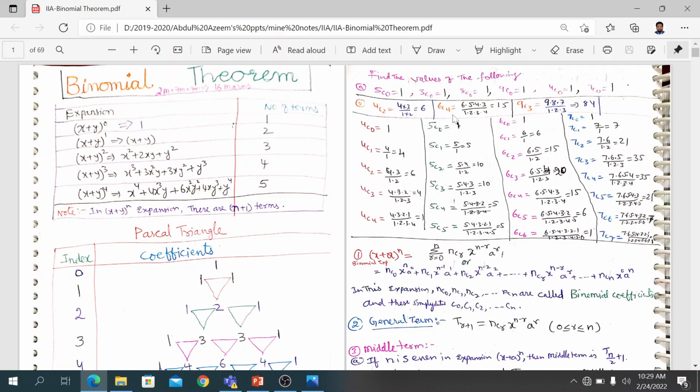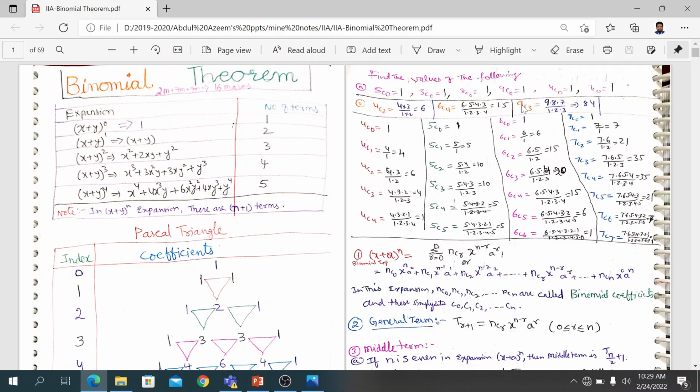For example, 6C4: 6 and the previous numbers up to 4 numbers, so 6, 5, 4, 3. In the denominator, 1, 2, 3, 4, 4 numbers. This 4 cancels, this 3 cancels. 6 by 2 is 3, 3 fives are 15.